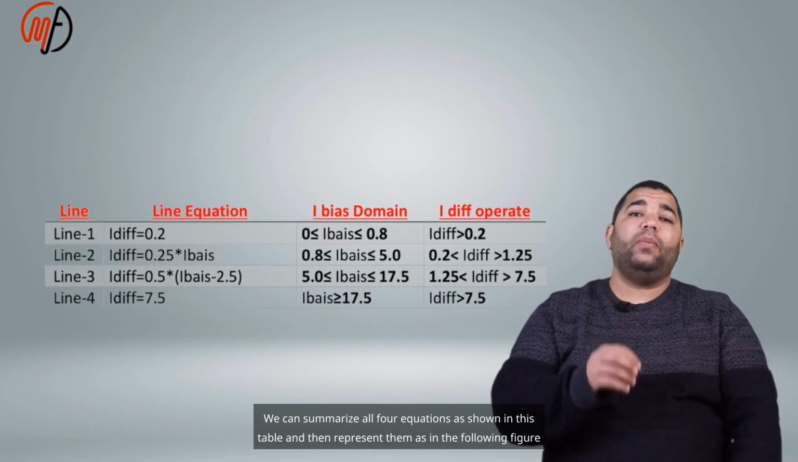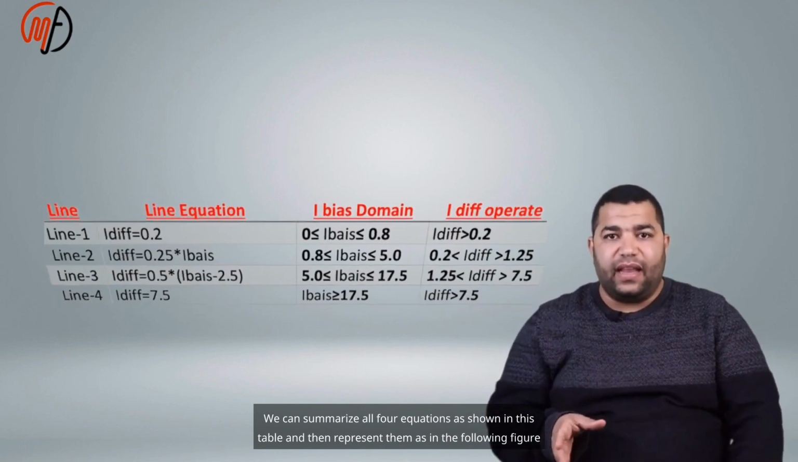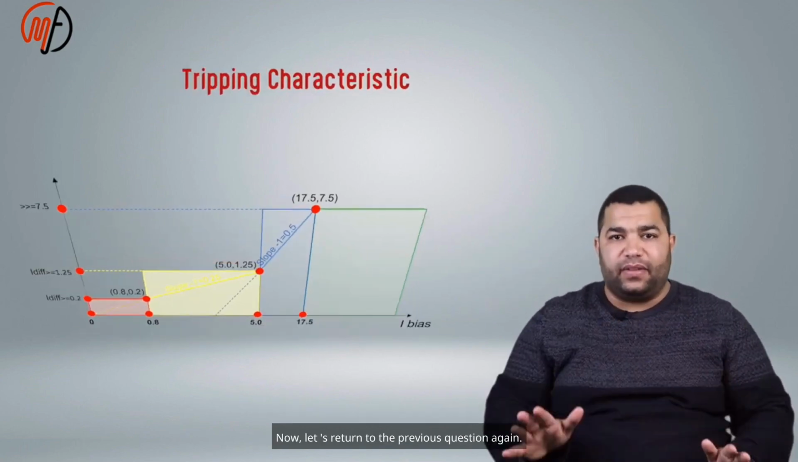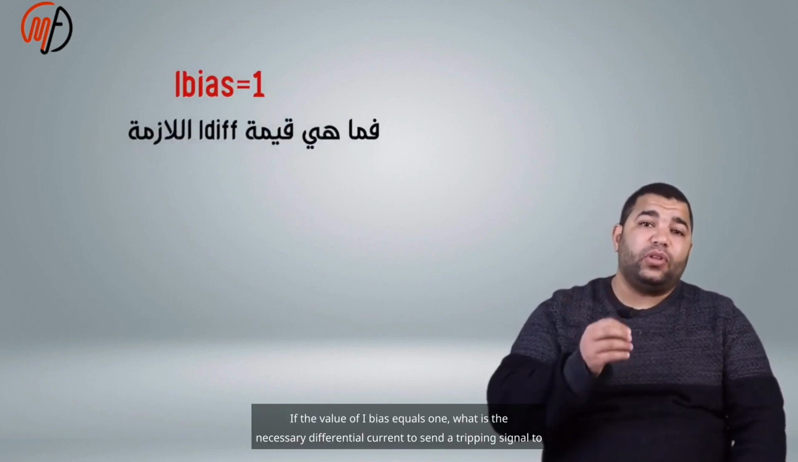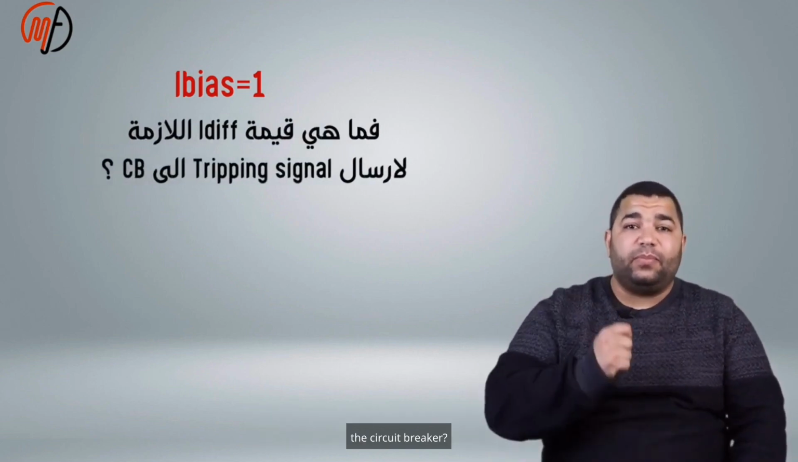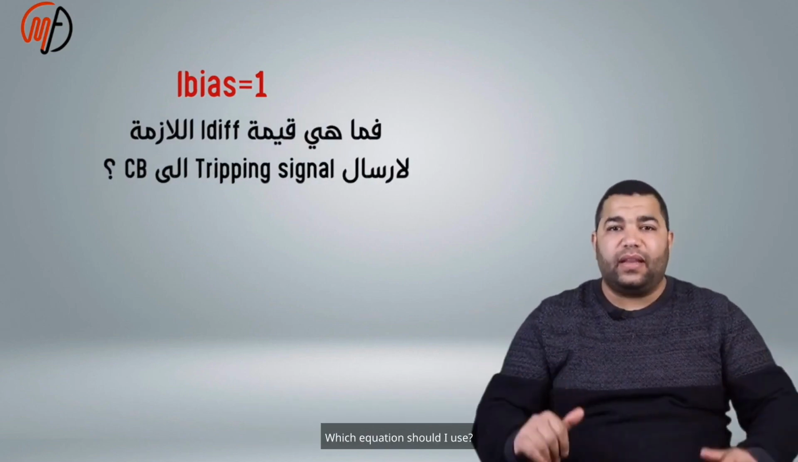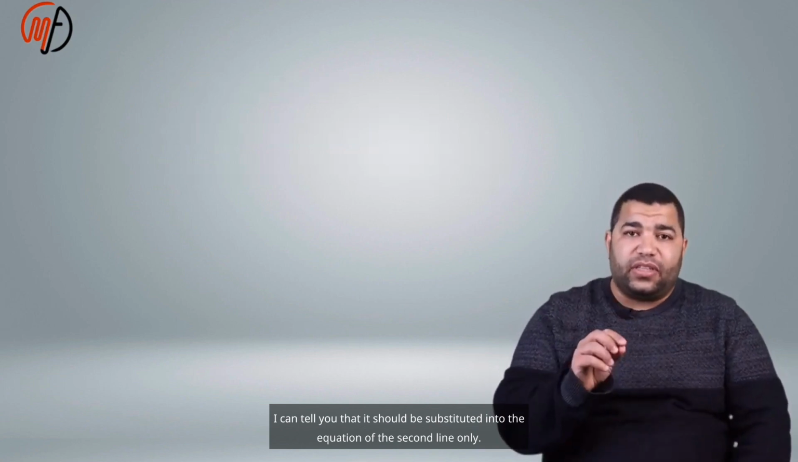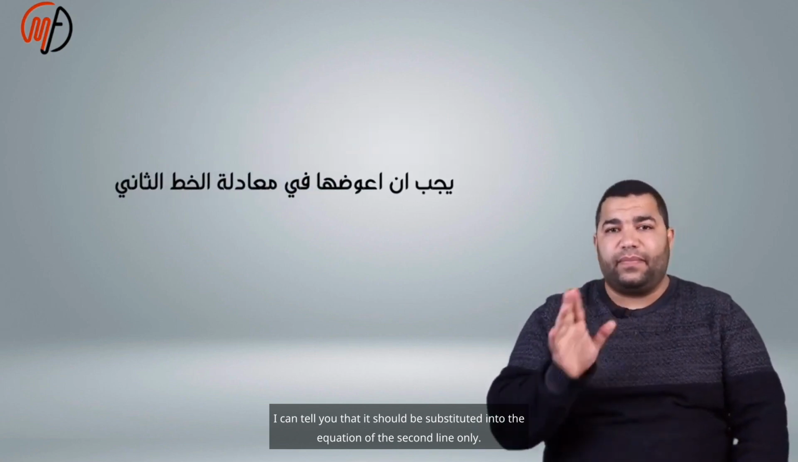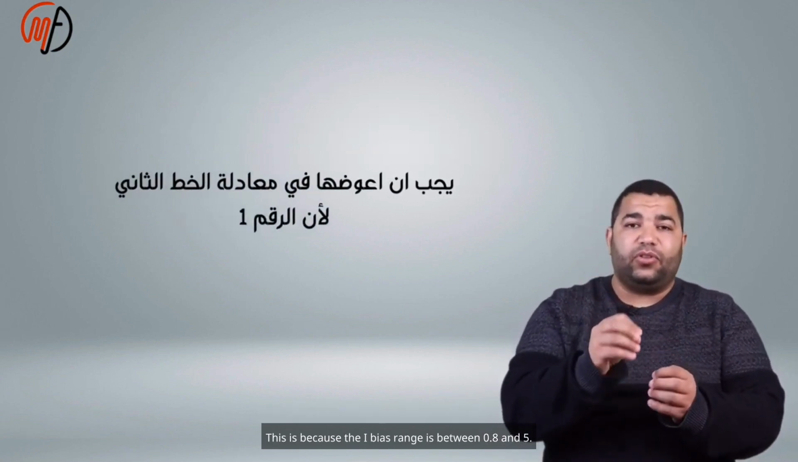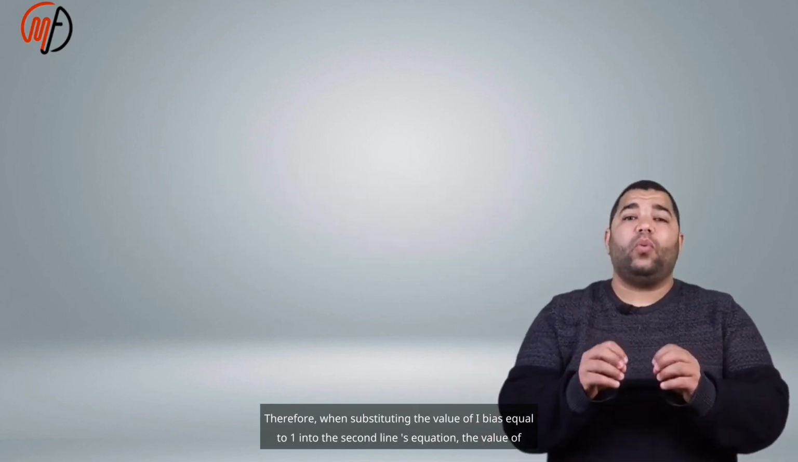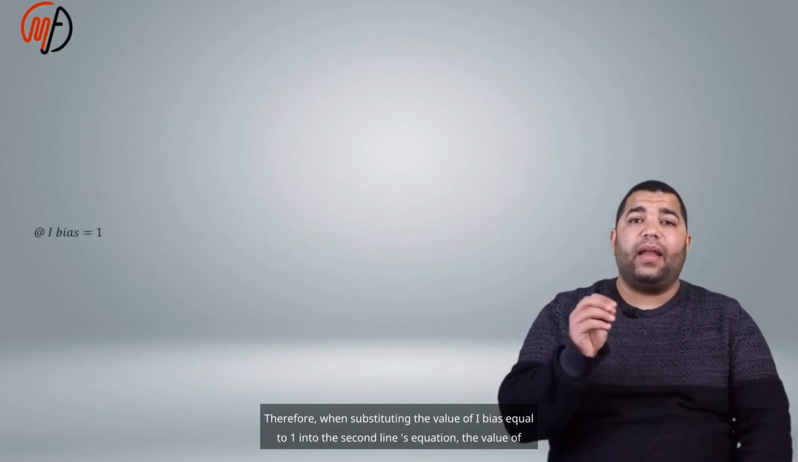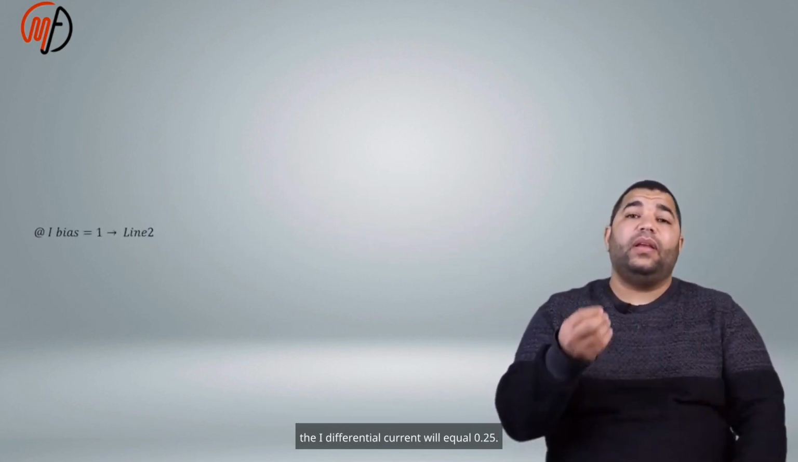We can summarize all four equations as shown in this table and then represent them as in the following figure. Now, let's return to the previous question again. If the value of I bias equals 1, what is the necessary differential current to send a tripping signal to the circuit breaker? Which equation should I use? I can tell you that it should be substituted into the equation of the second line only. This is because the I bias range is between 0.8 and 5. Therefore, when substituting the value of I bias equal to 1 into the second line's equation, the value of the I differential current will equal 0.25.